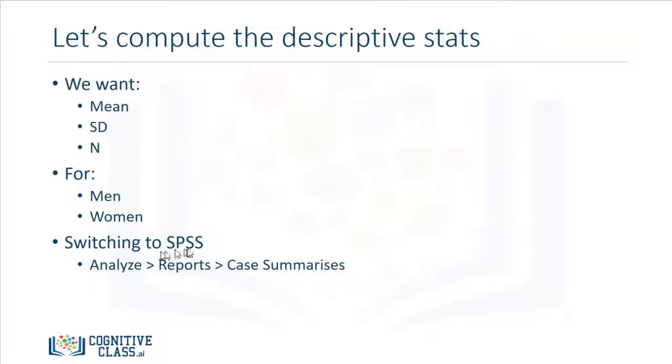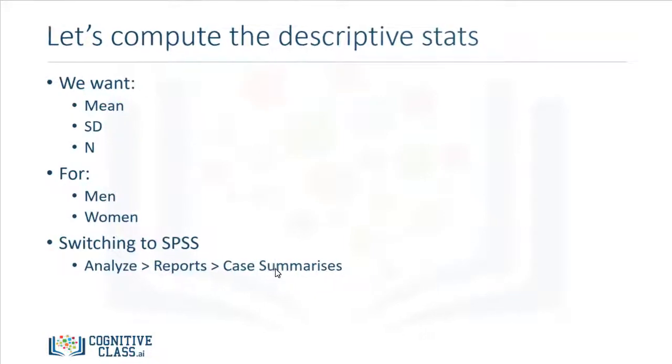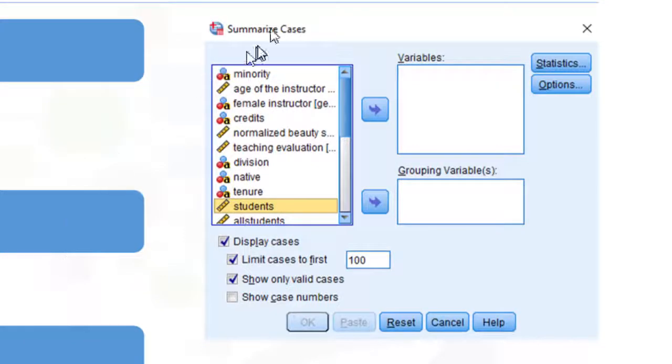So the way to do it is that we switch to SPSS and we click on Analyze, and under Analyze we click on Reports, and under Reports we click on Case Summaries. So if we were to do this in SPSS, we would look at this dialog box. Here we would see that we have certain options.